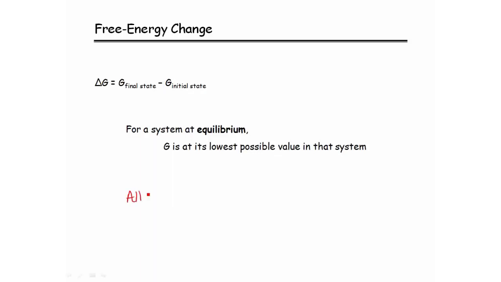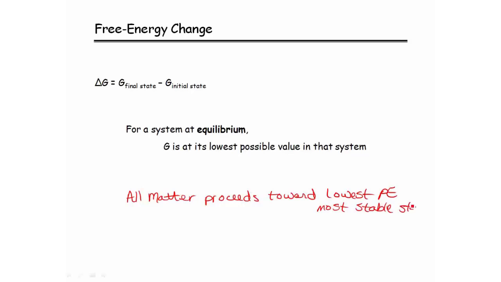Previously, we said that all matter wants to proceed towards low potential energy. By proceeding towards low potential energy, that's really saying the same thing: the lowest potential energy, or the most stable state that's possible. If you think about diffusion, we said that diffusion is going to occur until those molecules are as spread out as they can possibly be. If they are as spread out as they can possibly be, that would be that most stable state.